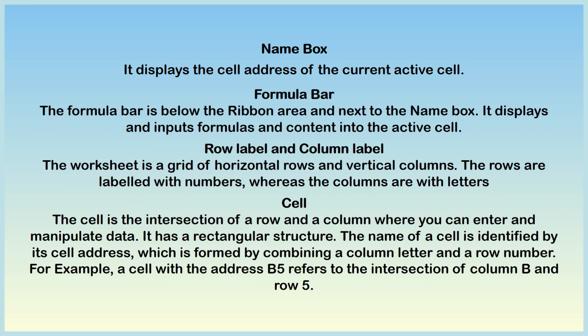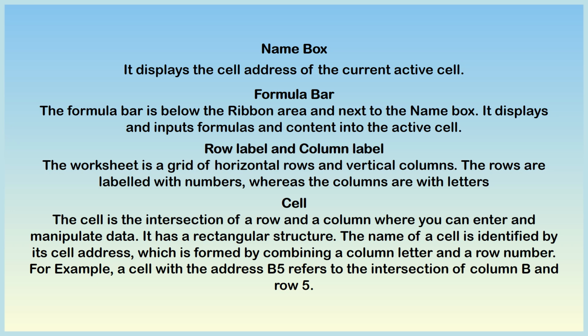Name box. It displays the cell address of the current active cell. Formula bar. The formula bar is below the ribbon area and next to the name box. It displays and inputs formulas and content into the active cell. Row label and column label. The worksheet is a grid of horizontal rows and vertical columns. The rows are labeled with numbers, whereas the columns are labeled with letters.